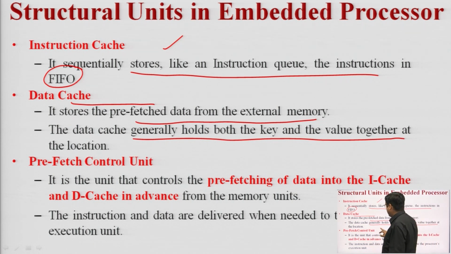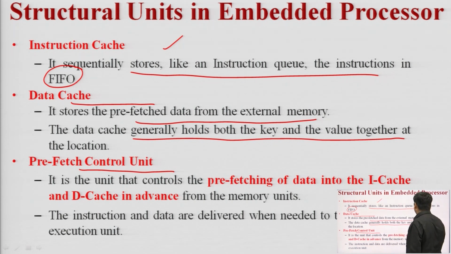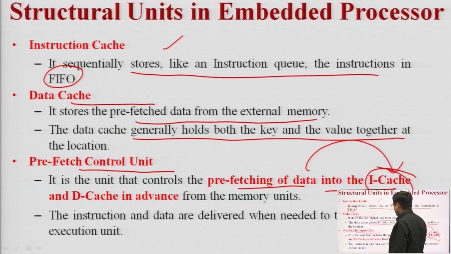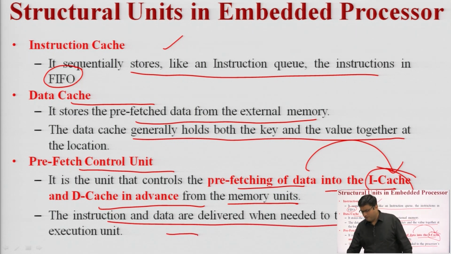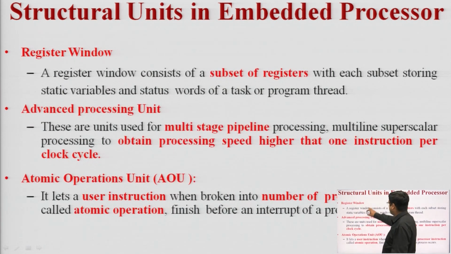It has a PFCU unit, the prefetch control unit. Prefetch control unit means pre-fetching of the data will be taken care of by the prefetch control unit. After prefetching, the data goes into the iCache unit and dCache in advance from the memory unit. So the instruction and the data are delivered when needed to be processed in the execution unit. So all these blocks can be integrated on a single system. It has a register window as well.